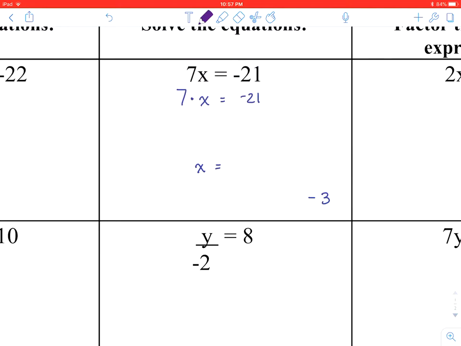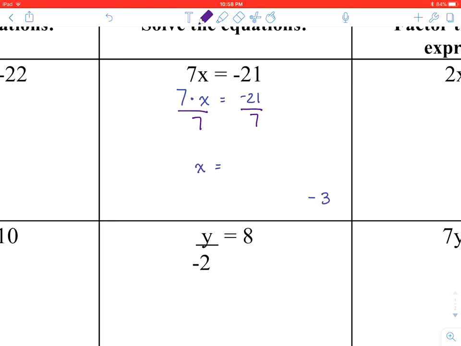So if this is 7 times x, then you're going to want to use the inverse operation. The inverse operation of multiplication is division, and the inverse operation of division is multiplication. So they're opposites of one another. And so we're going to want to use the opposite of whatever's originally given. In this original problem, we have 7 times x, a multiplication operation. So we're going to divide both sides by the same number, 7.